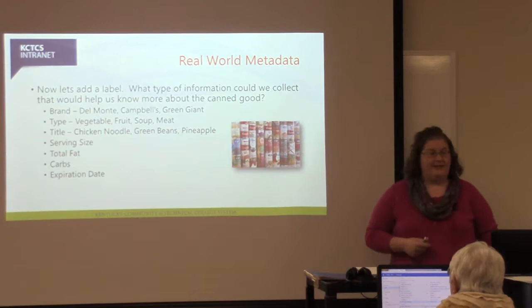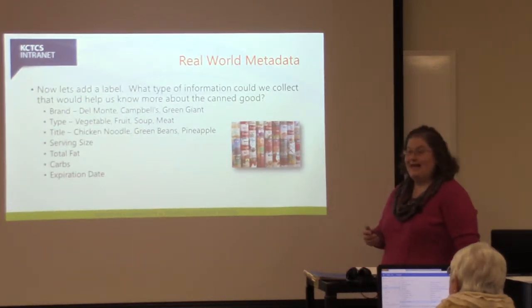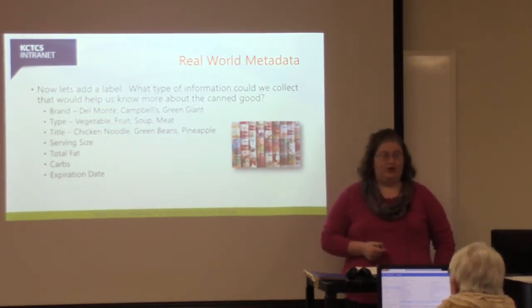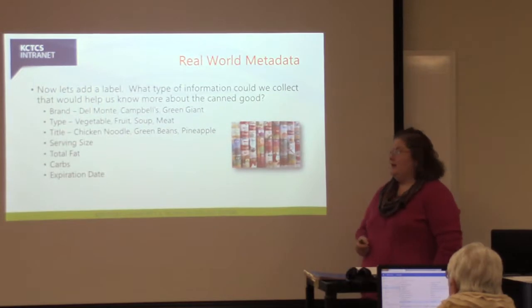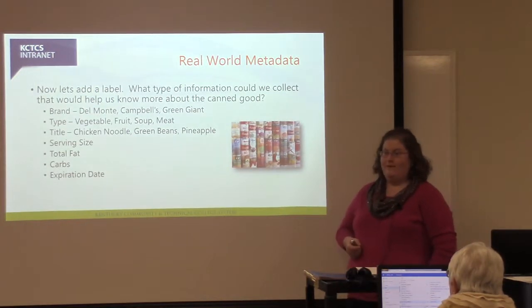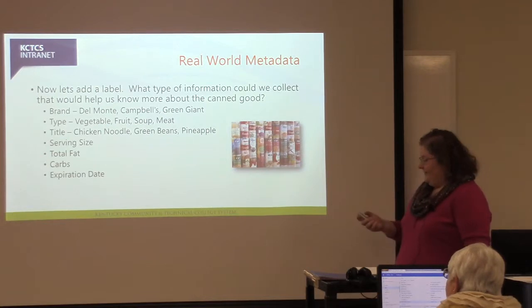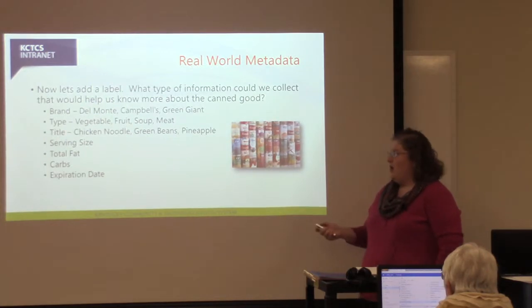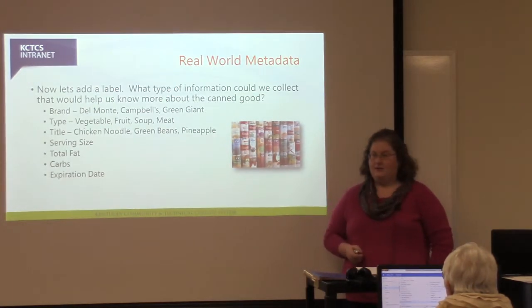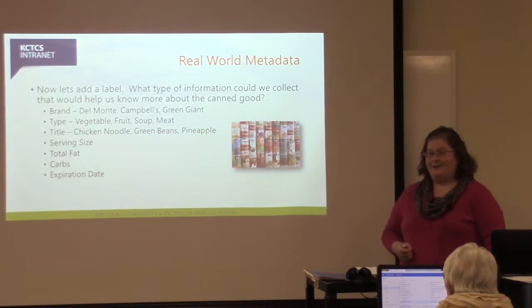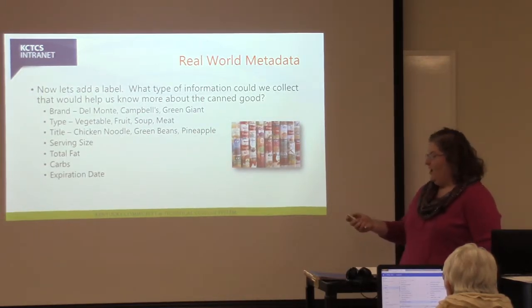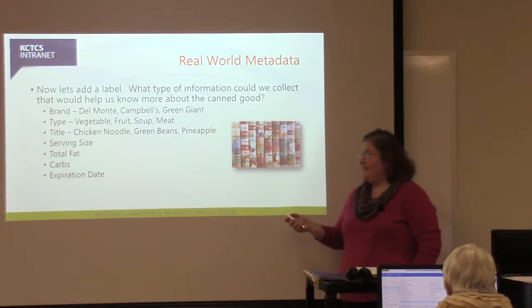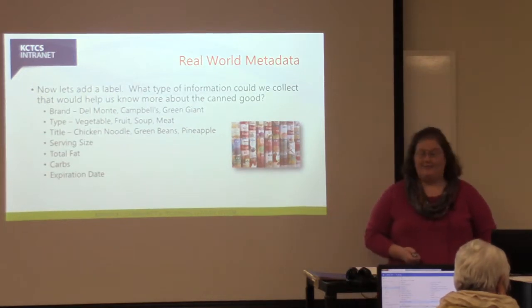What type of food? Is it a fruit or vegetable? Is it some kind of canned meat? Whatever it may be, we have a title. Is it chicken noodle soup? Is it pineapples? Whatever that title might be. Then we have additional information that we may not necessarily think about, but it's all available on that label. So we have things like total fat content. What's the serving size? But also the all-important stamp maybe on the bottom of that can, the expiration date, because we definitely don't want to eat something that has expired.